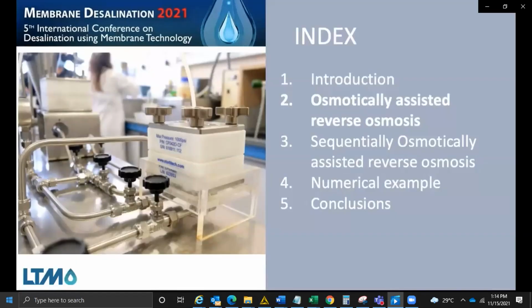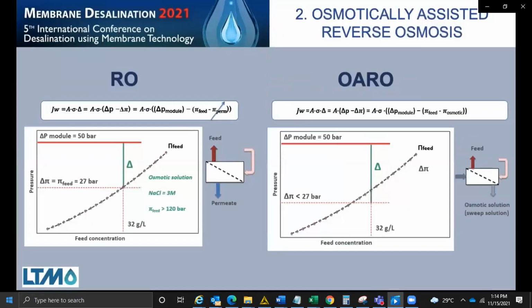Now I'm going to talk about the OARO process, taking into account that the maximum applicable pressure is limited in reverse osmosis, mainly due to the cost of pumping and the mechanical resistance of the membranes. The salinity of the solution that can be fed to a conventional RO is also limited. However, if a solution with higher salinity is introduced into the permeate chamber, the permeate osmotic pressure is no longer negligible, and the osmotic pressure difference between the solution and the permeate to be overcome decreases, as we can observe in the figure. Consequently, the necessary pressure can also be reduced.